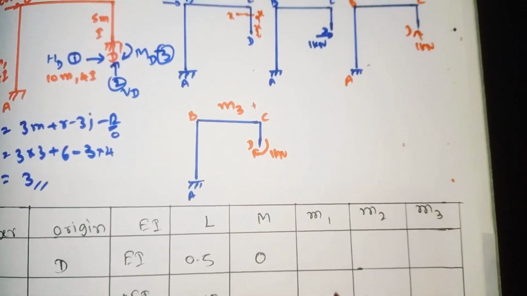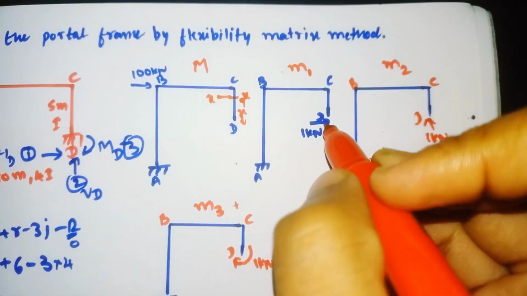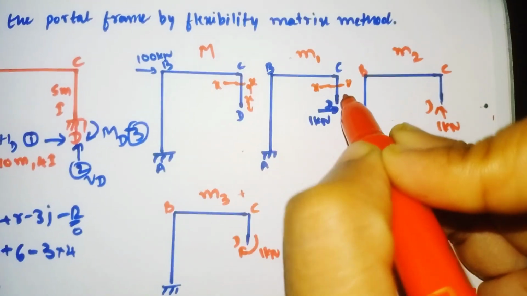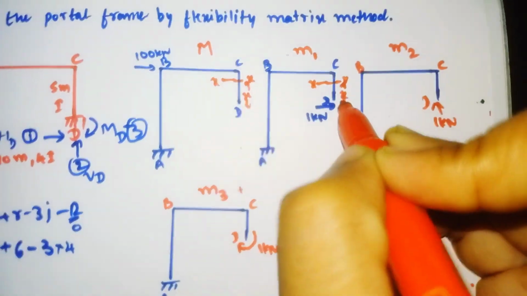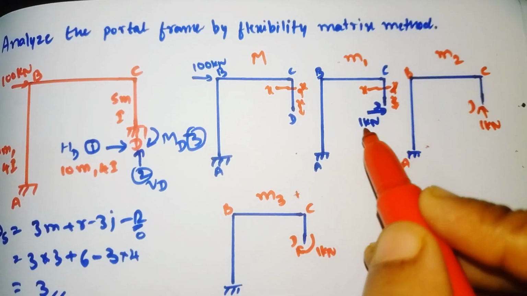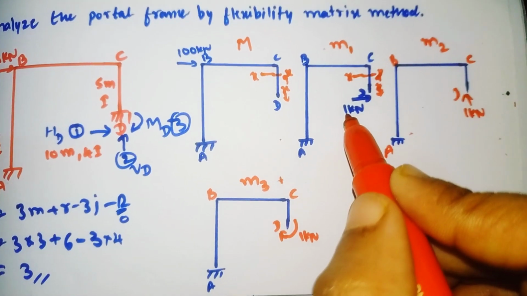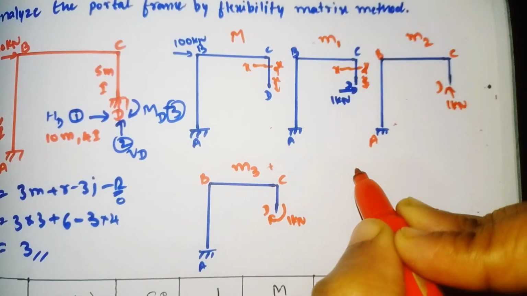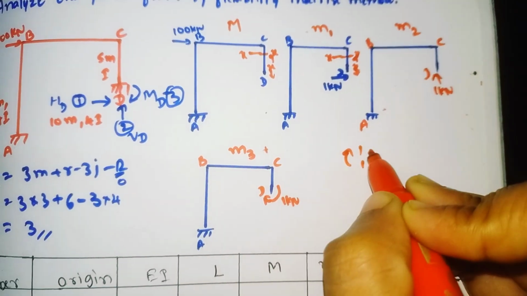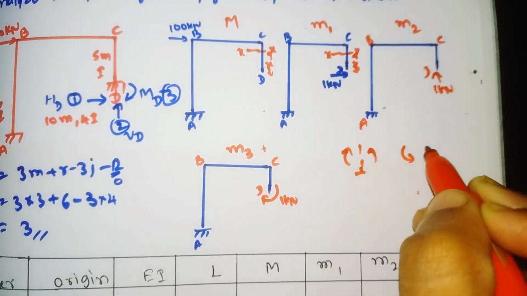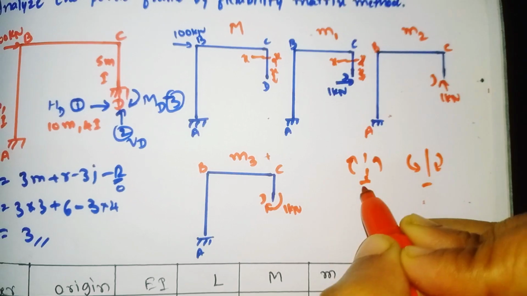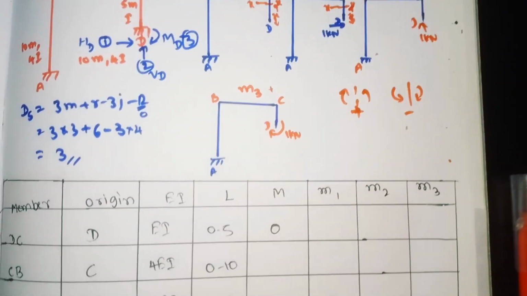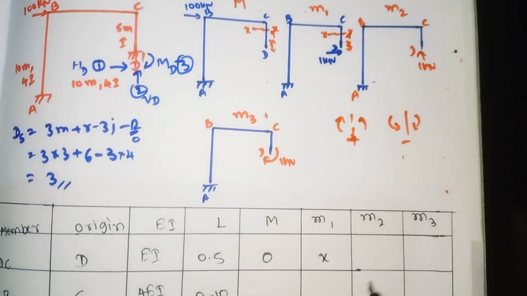Similarly for M1, if we cut the section along the x-axis at a distance of x away from the origin D, here a unit load of 1 kilonewton is acting upward. We all know the sign convention: upward we take as positive, and downward we take as negative. So it is going upward, 1 into x is nothing but 1x, so x.